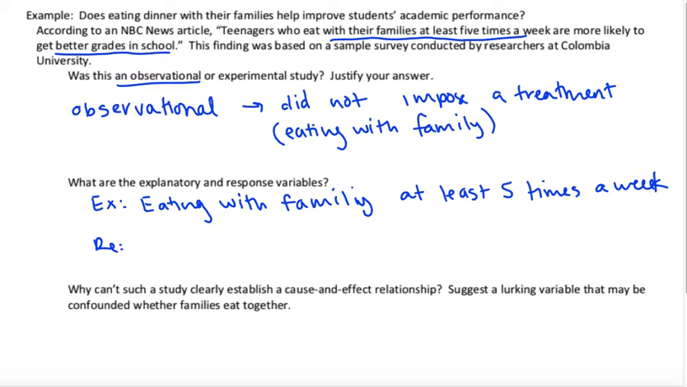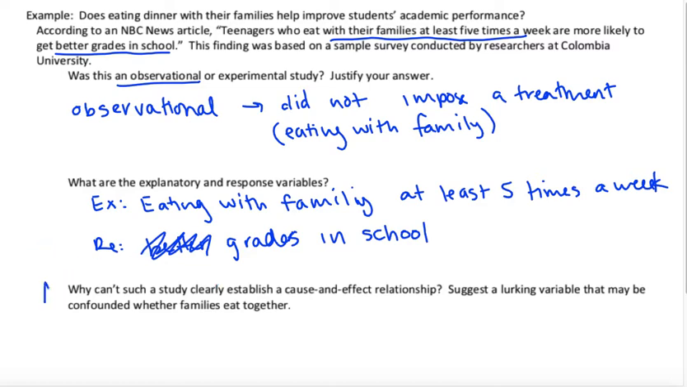Their goal here was they were hoping that eating with family at least 5 times a week resulted in better grades. And I guess they can't say they're going to be better. They're just saying the response is the grades in school. Whether they're better is the result of the study. So we'd have to look and see what their actual grades were.